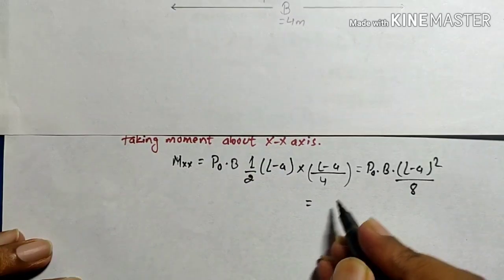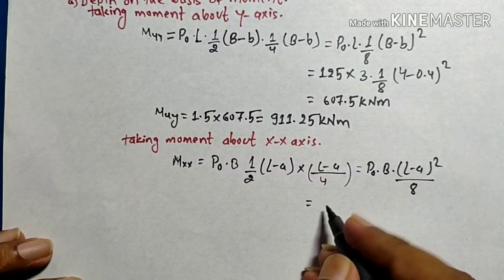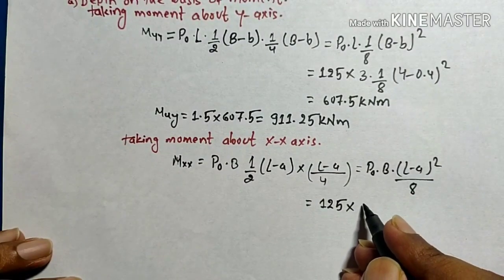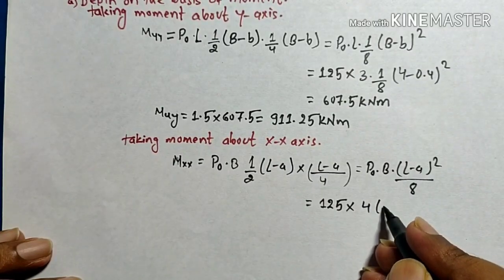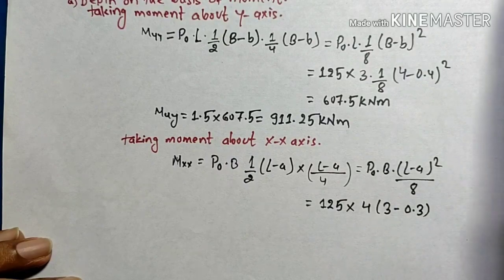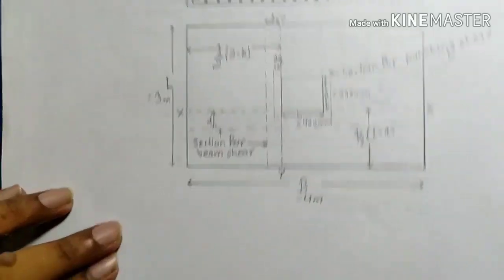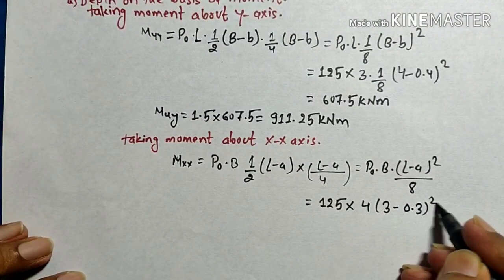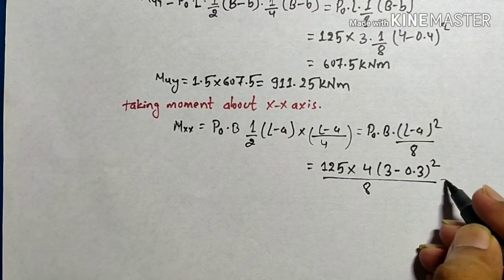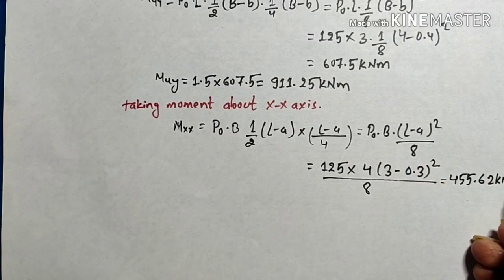Now put the value. The value of P naught is 125 into the value of B, which is 4, times the value of L, which is 3, minus 0.3, the value of small a, which is 300 millimeter, whole square divided by 8, which will be equal to 455.62 kilonewton meter.